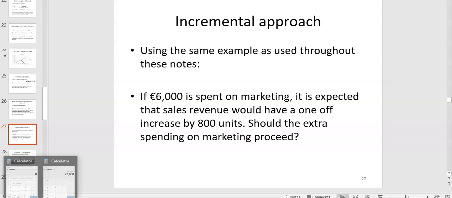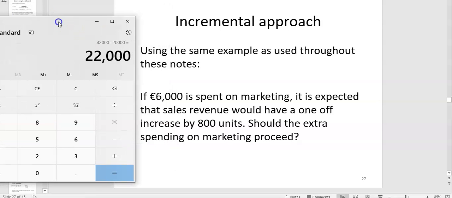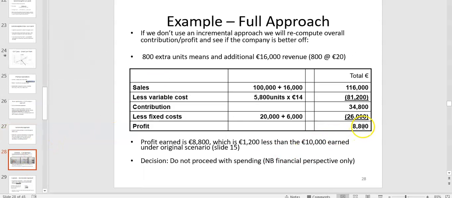Well, a shorter way of going about this would be to think about it on a per unit basis. Every unit, remember, is worth €6. So if we sell 800 units extra, that means it's going to be worth 4,800 contribution, incremental, over and above what we currently have. But we're paying 6,000 to get that benefit. So you're minus 6,000. So we're actually 1,200 short. And that's where the 1,200 lower comes from. It doesn't make financial sense to spend 6,000 on a marketing campaign that's only going to generate contribution of 4,800.